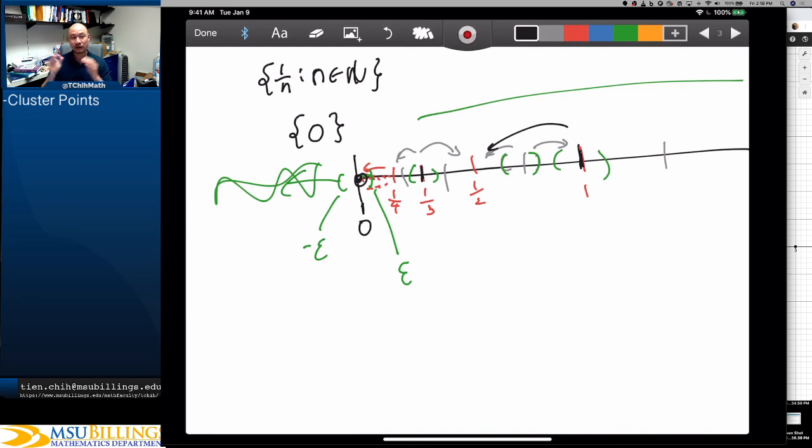So hopefully this helped illustrate what a cluster point is, what is or isn't a cluster point. We should see that there's some similarity to what we've talked about before in terms of closeness. Remember that prior to this, the way we described closeness was in terms of convergent sequences. So there must be a convergent sequence analog to this. Alright, see you in the next video.